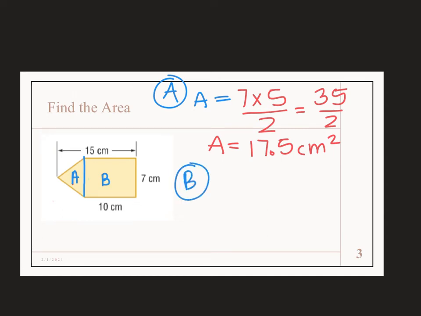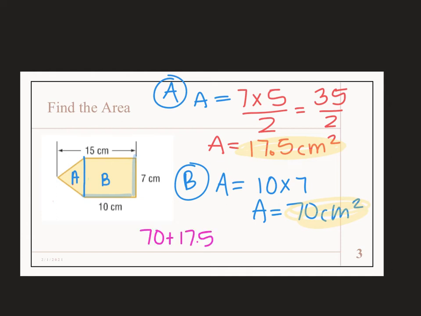All right, so now let's just look closely at B. We're going to do, again, base times height. Pretty simple, my base is 10, my height is 7. So we're going to find the area, which is 10 times 7. We do not divide by 2 because it's a rectangle. So the area here would be 70 centimeters squared. And then we would add those together. So 17.5 and 70 is what we're going to add for this one. So 70 plus 17.5 would give you 87.5 centimeters squared.